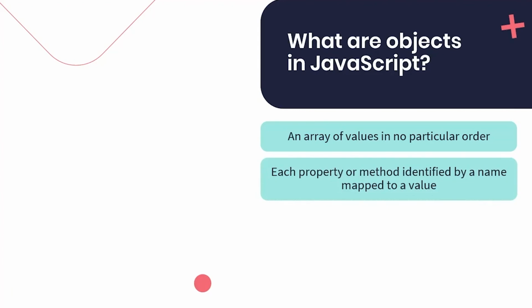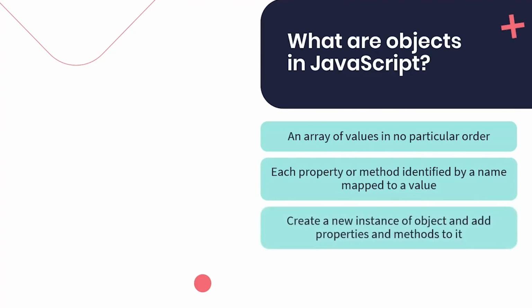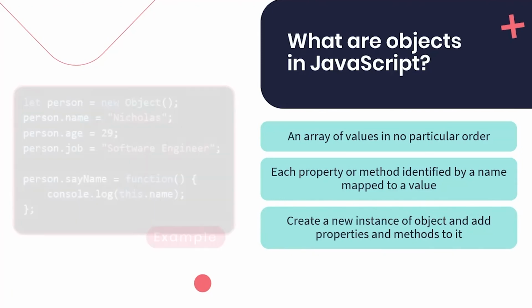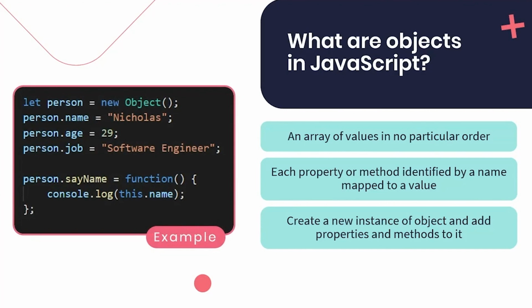The accepted way of creating a custom object is to create a new instance of object and add properties and methods to it. Here's a quick example for you. This example creates an object called person that has three properties, name, age, and job, and one method, sayName. The sayName method displays the value of this.name, which resolves to person.name.